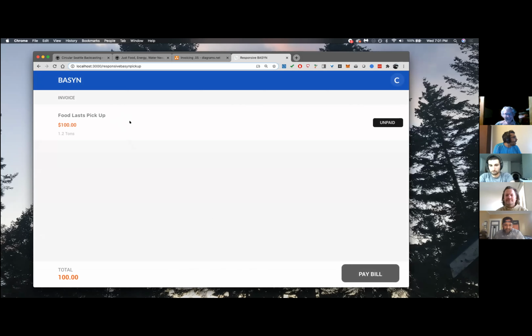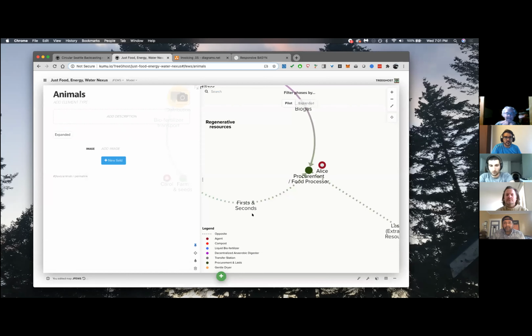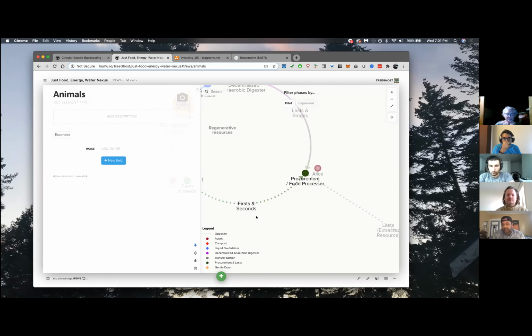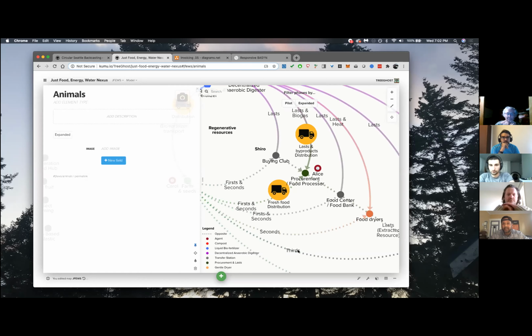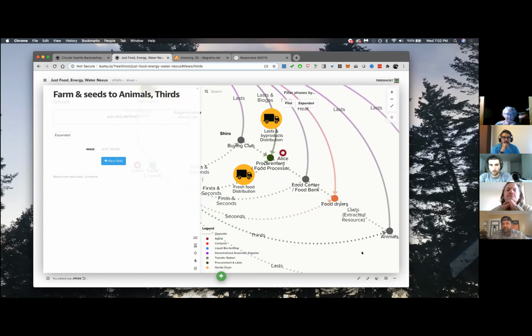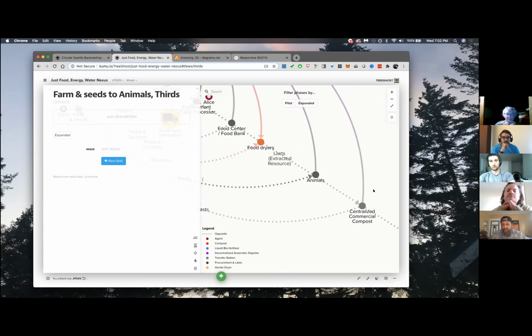Someone asked, what is food last? Food last is food waste. Actually, I'll just show it to you. Firsts is fresh food. Seconds is food that might not be as perfect, not as pretty. And then there's thirds, which is for animals. And then last is for commercial reasons, like compost or digesters.